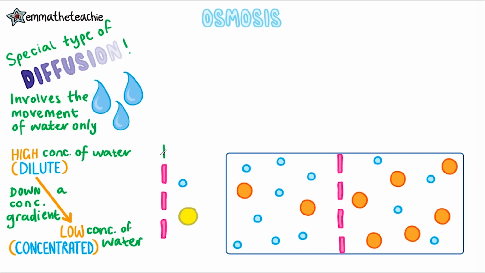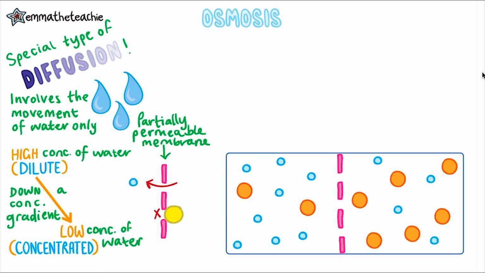An important part of osmosis is that it happens through a partially permeable membrane. This is a membrane that has tiny holes in it, so only very small molecules, like water, can pass through the membrane. But bigger molecules, for example sucrose, can't pass through because they get stuck. Most cell membranes are partially permeable.